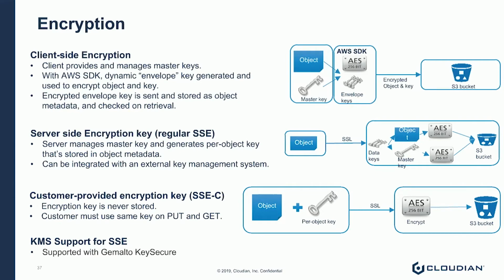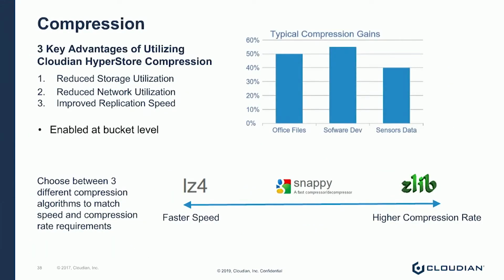for encryption. One of the features we have that AWS doesn't is compression, so we're also able at the bucket level to enable various different compression algorithms that can help squash the data down even more and help drive some additional efficiencies for long-term retention of data.